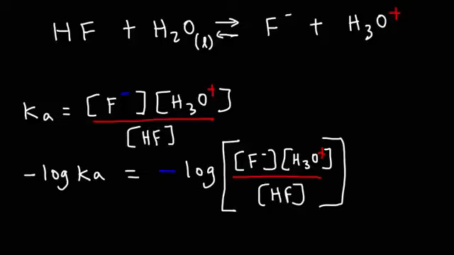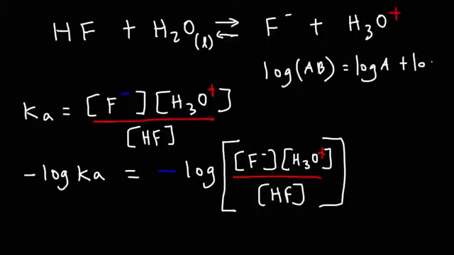Now, a property of logs allows us to split one log into two separate logs. So for instance, let's say if we have log AB, we can write this as log A plus log B. So let's say fluoride is A, H3O plus is B, and HF is C. We could also do this.